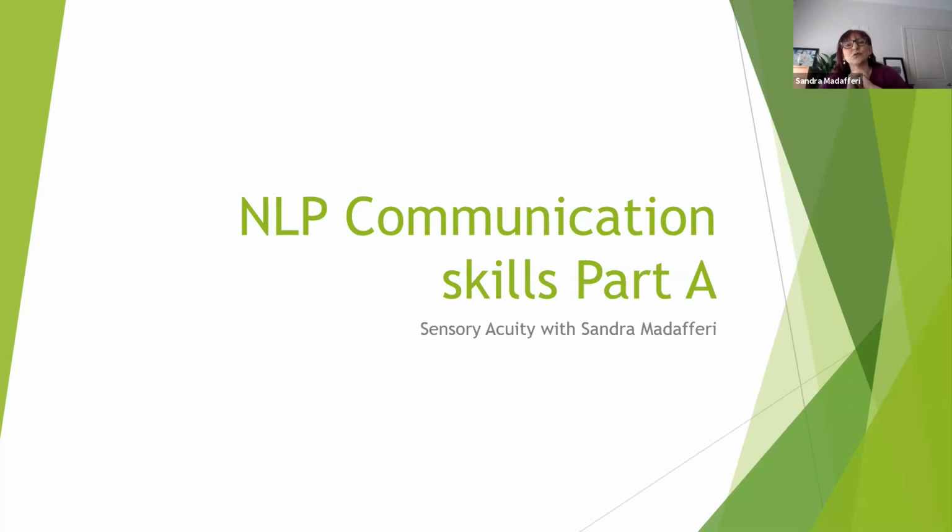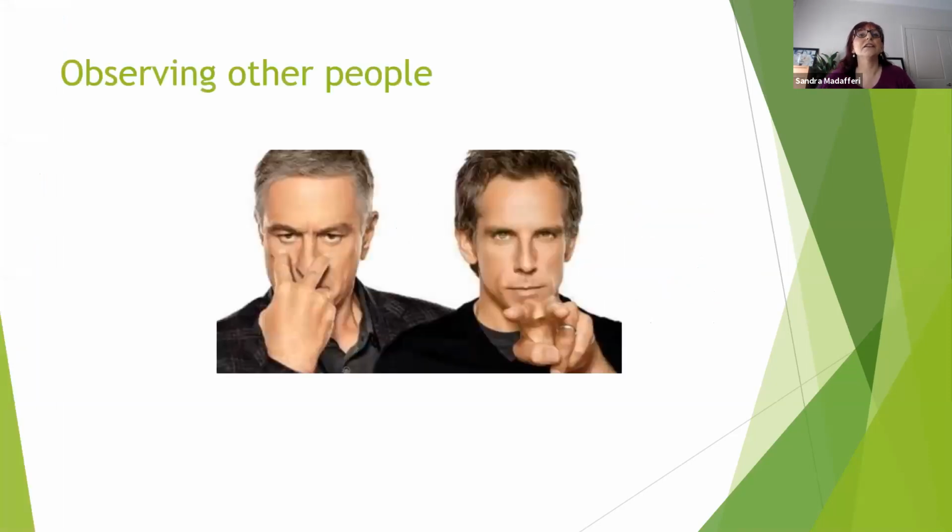So today we're talking about something called sensory acuity. It is one of the modules that we teach in NLP, and something that I teach in some of my other courses, because I find that it's really, really important. So let's get started. What is sensory acuity? Well, sensory acuity is observing other people. You actually can use sensory acuity to observe your environment and things going on around you.